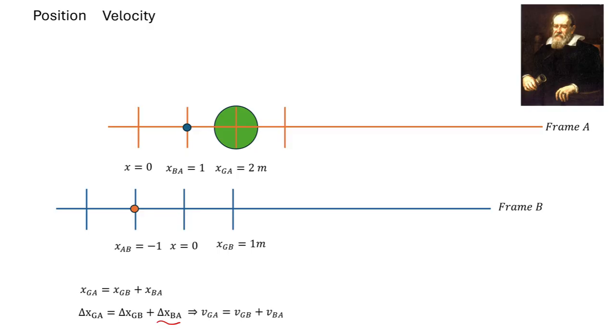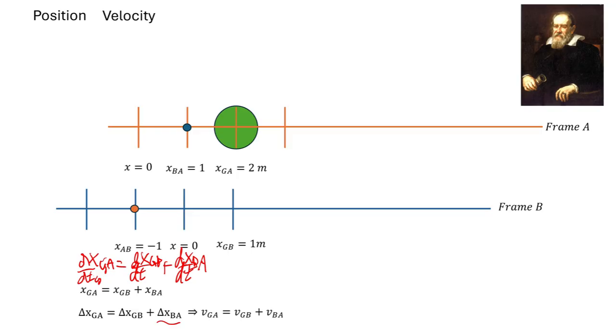Now, if you know calc, you may have just guessed this immediately. You may have just said, take the derivative of everything: dx/dt GA equals dx/dt GB plus dx/dt BA. But of course, you don't need calculus for this when you can just do a little picture and then you can just read it off the picture as we've done.